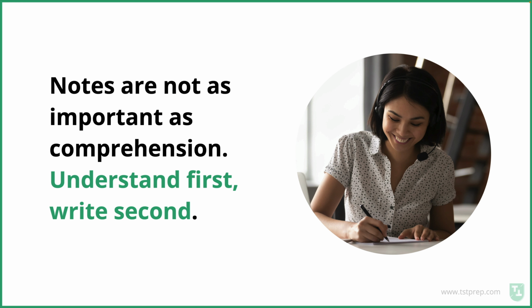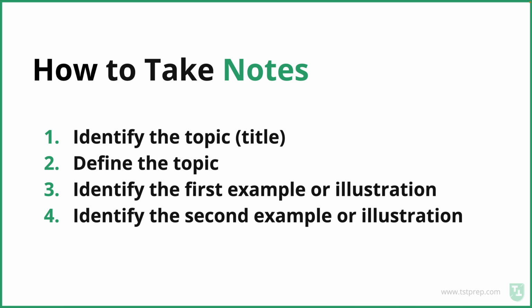So notes are not as important as comprehension. Understand first, write second. So make sure you understand what you're reading first. If you then have some time, write down some notes. So after you do that from the reading, you want to identify the first example and second example from the listening. So it's an example or an illustration or a characteristic or a rule or something like that. So there's two things in the listening, and you have to understand what they are, write them down, and write down any details you can.